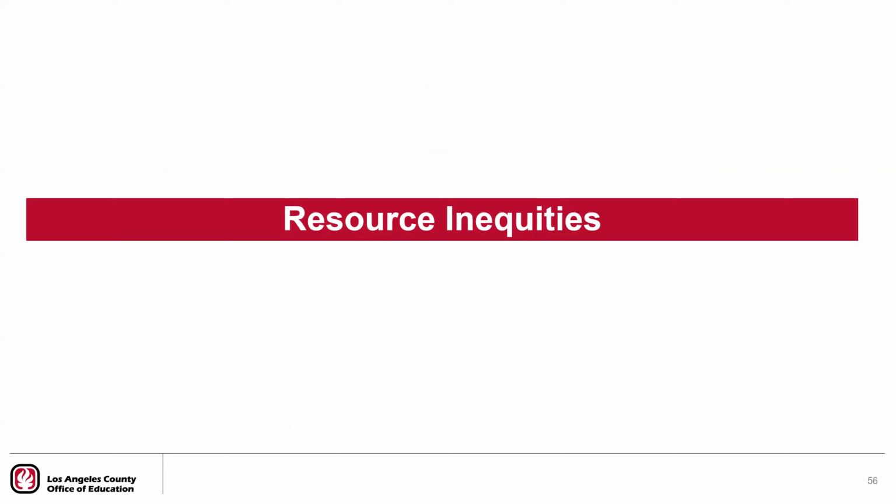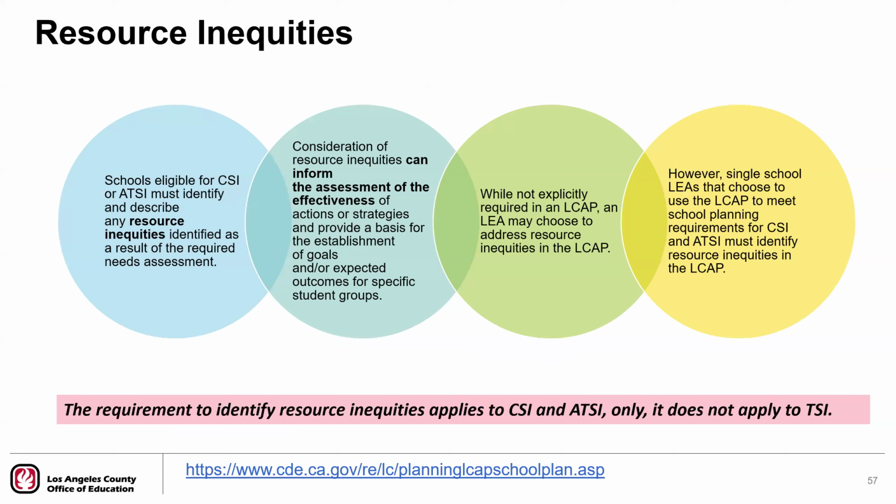Thank you, Hillary. And so now we're going to talk about resource inequities, which flows naturally from a discussion on needs analysis and root cause analysis. So when a school is eligible for CSI or ATSI, they are to use their needs assessment and data analysis to identify and describe any resource inequities. Data from your needs assessment will point to disparities between student groups, which are signs of potential resource inequities.